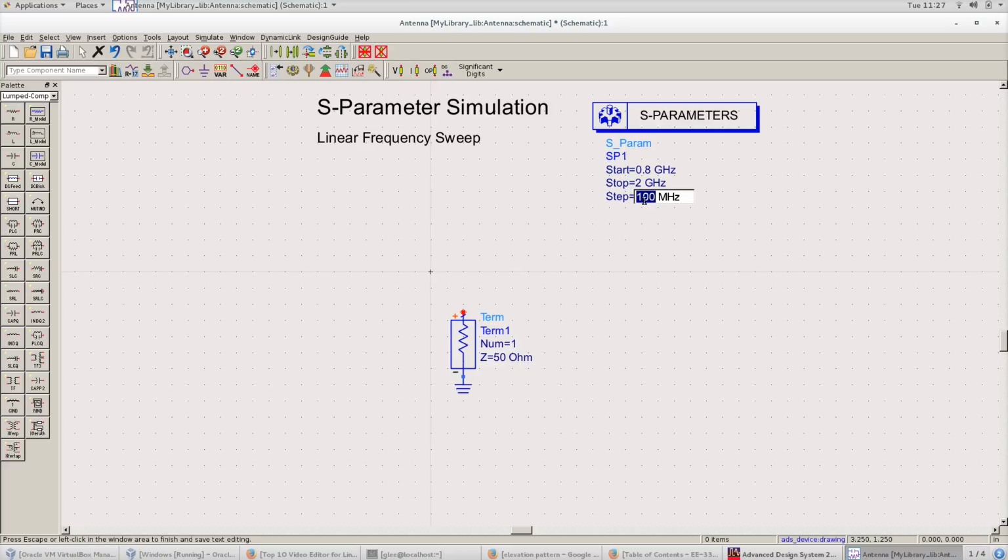Now I'm going to change the step here as well. I'm going to set it to 1 megahertz. You can put it to 10. In this case, I probably could leave it at 100. But either way, this is just the resolution, or the total number of points that you're going to have in your sweep.